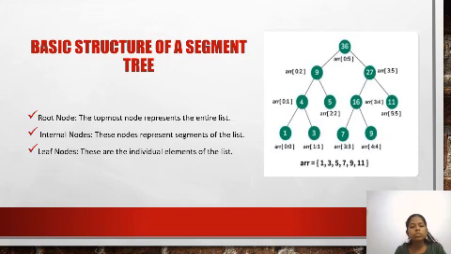And then leaf nodes. These are the individual elements of the list and they don't have any child node. In this given example, 1, 3, 5, 7, 9, 11. These nodes don't have any child node, so this is called a leaf node.